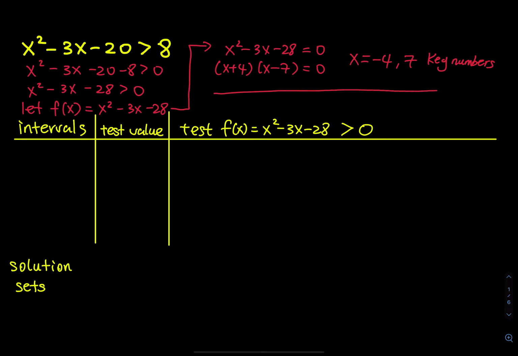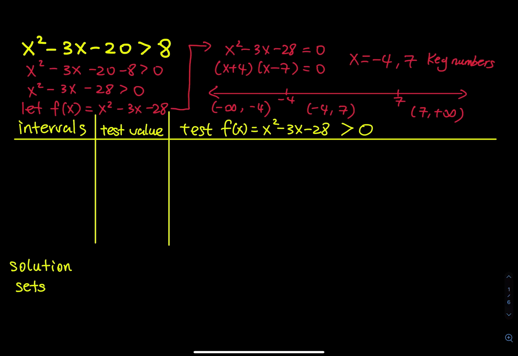So let's draw a number line. This is my number line, and we have negative 4 and positive 7. So we have one line and two key numbers, and we just divide the line into three intervals. The first one is from negative infinity to negative 4, then from negative 4 to positive 7, and then from positive 7 to positive infinity. The next step is we have to test each interval. So let's write this down: negative infinity to negative 4, negative 4 to positive 7, and positive 7 to positive infinity.